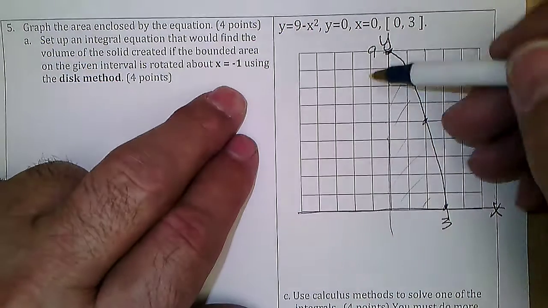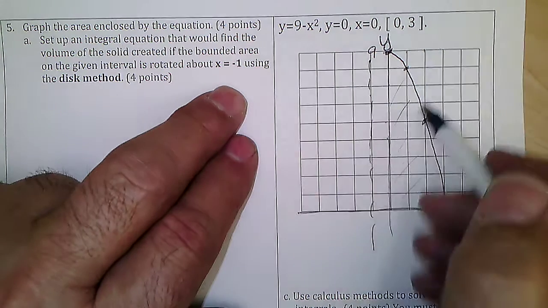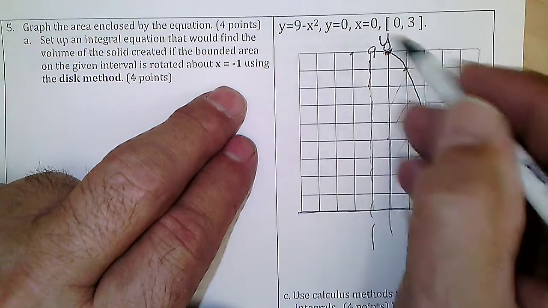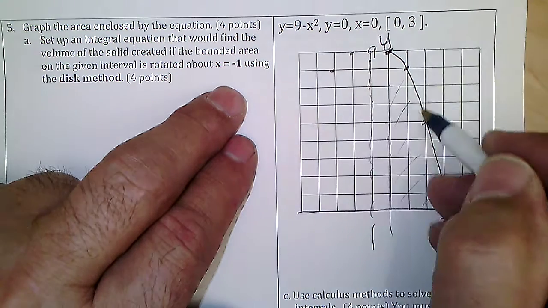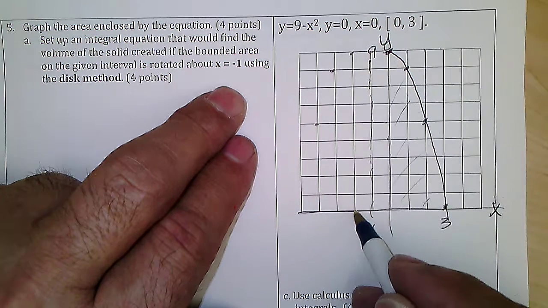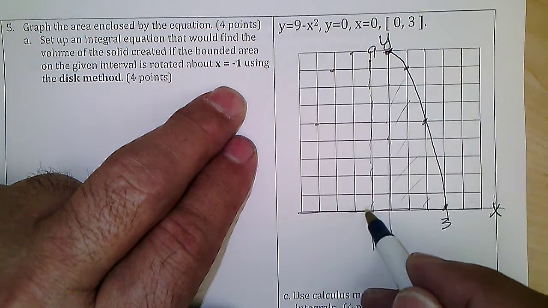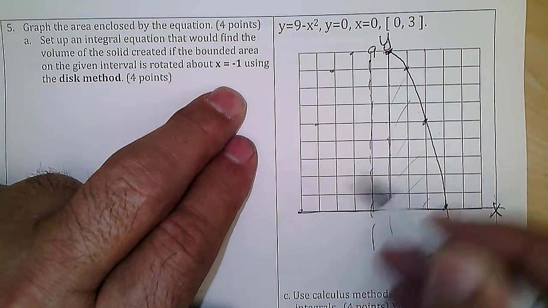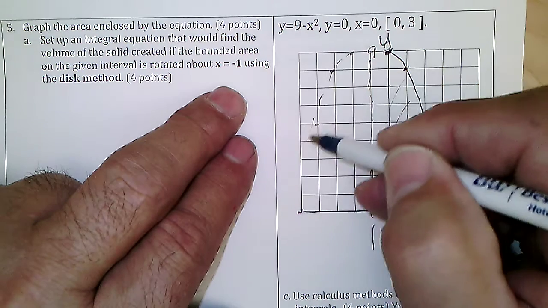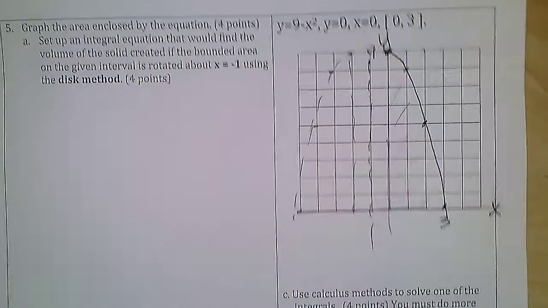X equals minus 1. It's a mirror image. This would go to here. This would go to there. This would go to there. And this would go to 1, 2, 3, 4 from the axis. 1, 2, 3, 4. There's the image.